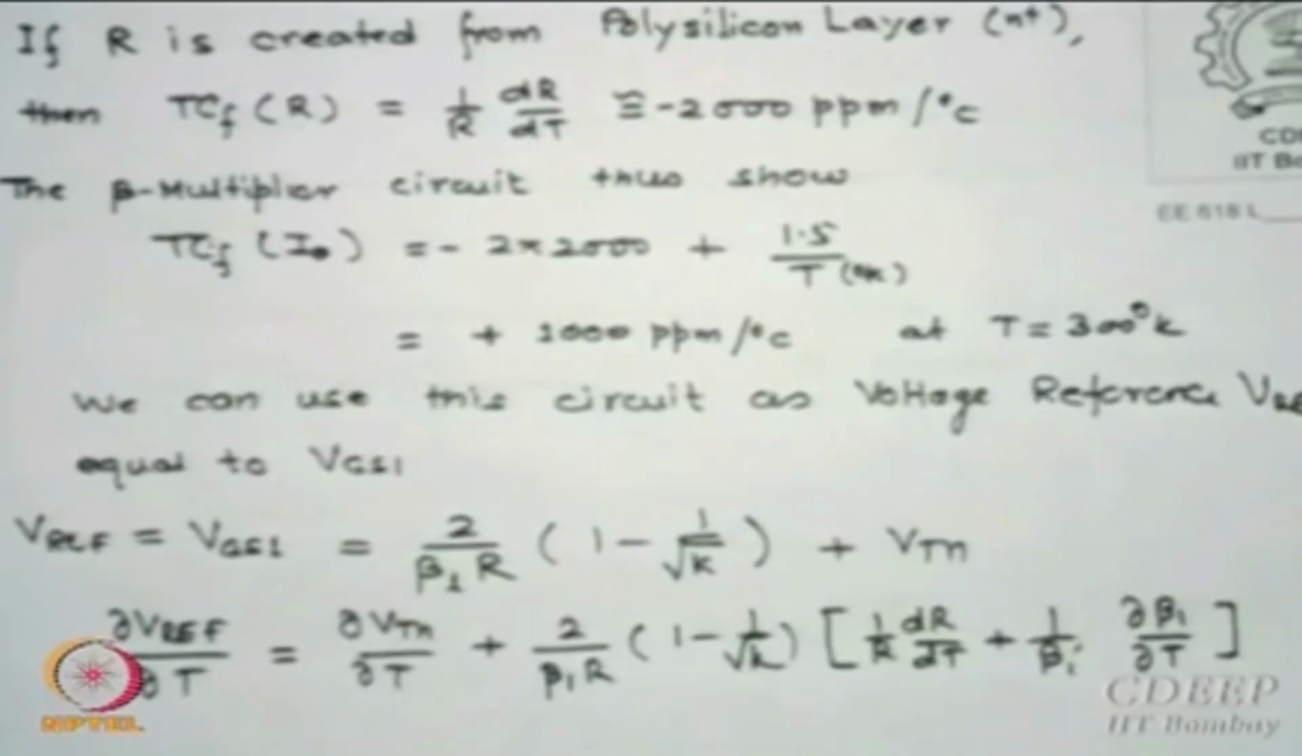Even better control of this is what the next circuit gives, and which is the most popular circuit in this case. What is that reference voltage circuit which is most popular for analog people? Any name? Band gap reference. Why has this word band gap come?